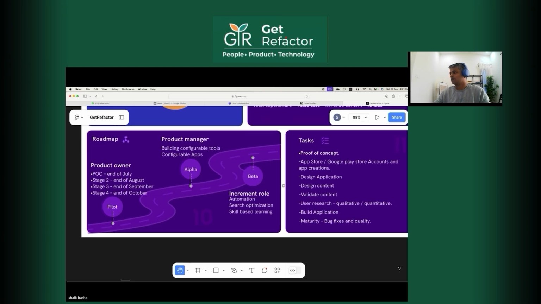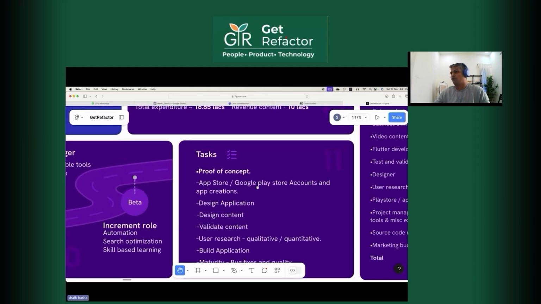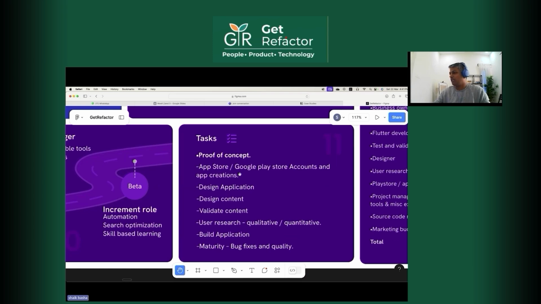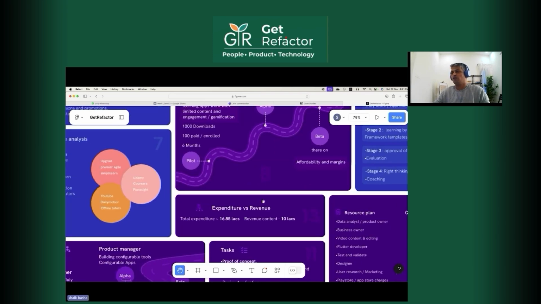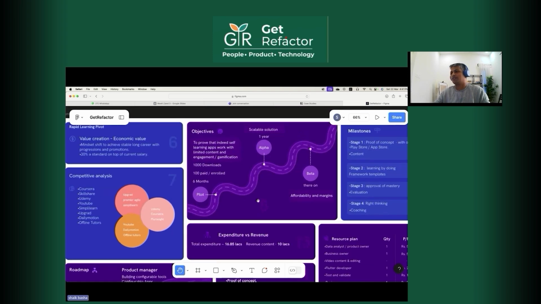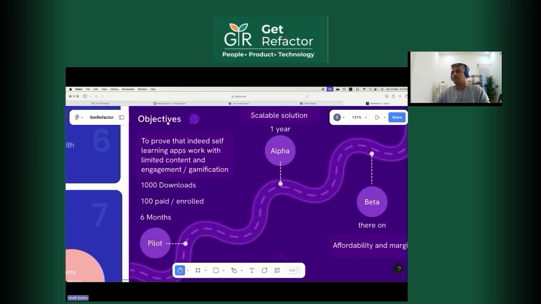Okay. And then for proof of concept, what is the proof of concept that I'm going to have, right? So where, who and all I would be in need. Okay. So then expenditure versus revenue, you should have some estimates, forecasts and all that. So here you have objective, right? So objective is to prove that indeed self-learning apps work with limited content and engagement gamification.